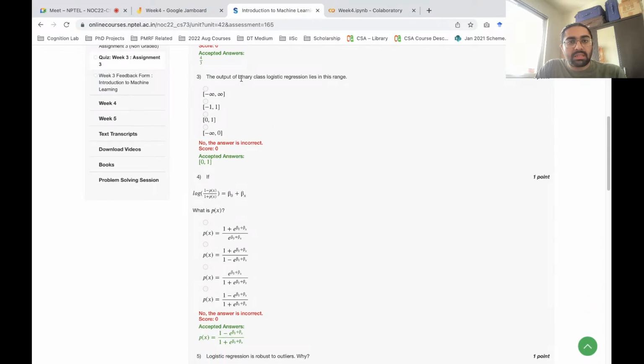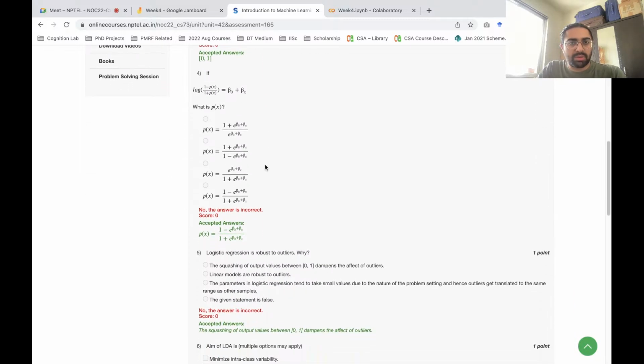Output of binary class logistic regression lies in the range. What would this be? 0, 1, right? Because the binary class logistic regression is just outputting the probability of any data point belonging to a particular class, right? So the probability is always between 0 and 1, right? So that's question number 3.